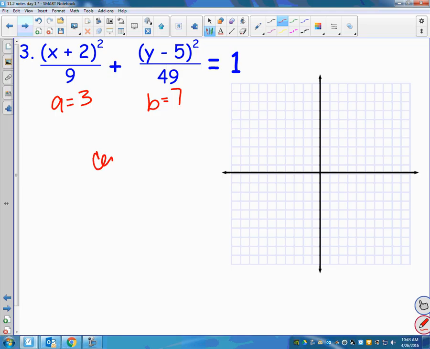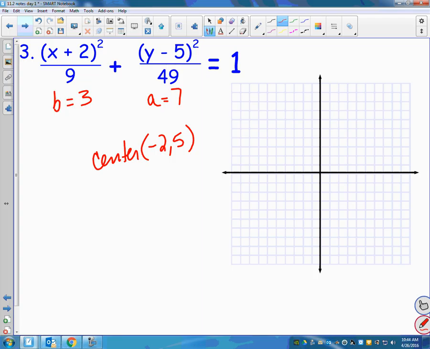What's my center on this one? Negative 2, 5. So again, I don't worry about those formulas. I just start at my center, and then I move left and right. I screwed that up. I would have drawn it the same way, but that's really B and that's C. That's A. I would have drawn it right.